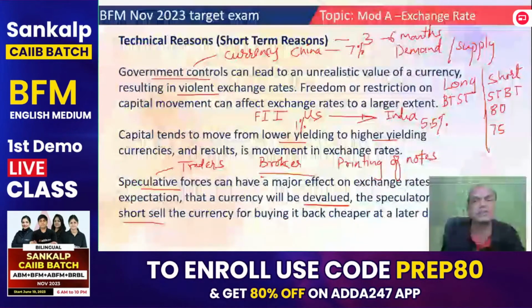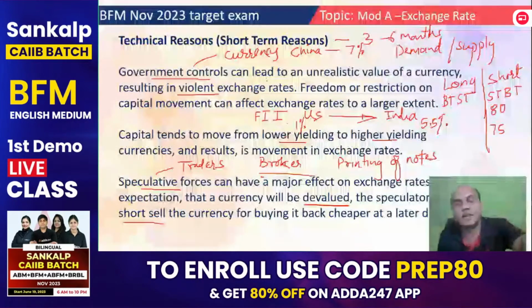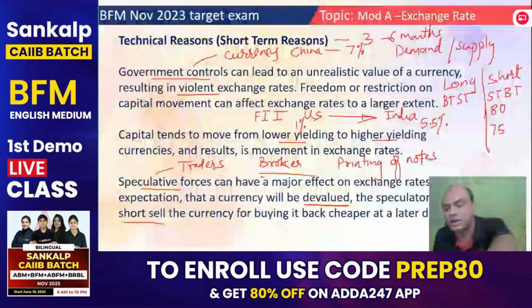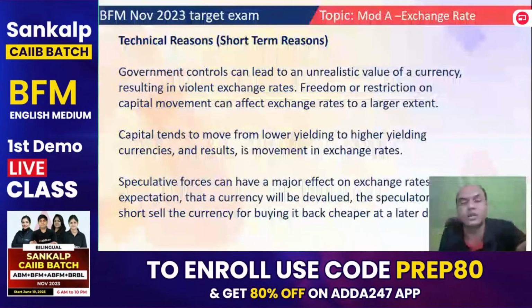Technical reasons. Now these are short-term reasons. Government controls can lead to unrealistic value of the currency, resulting in violent exchange rates. Means what? Suppose if you look at China, it is totally controlled. The whole currency is controlled by the government in China.